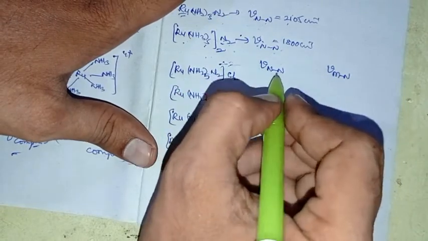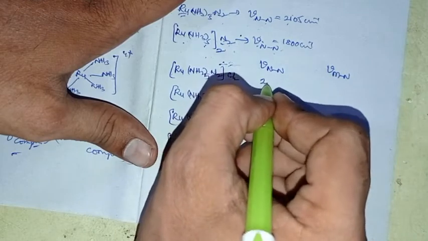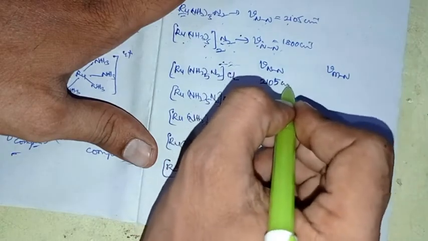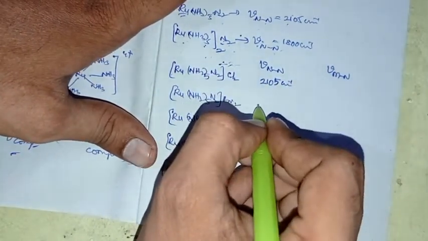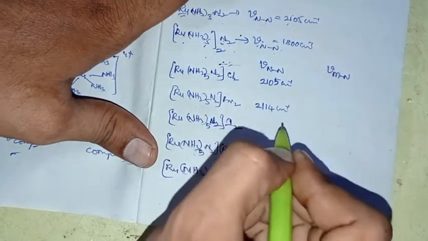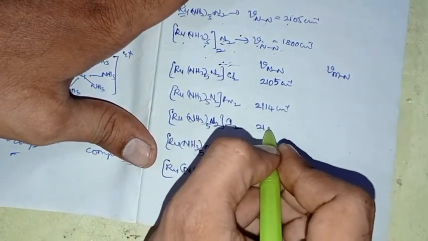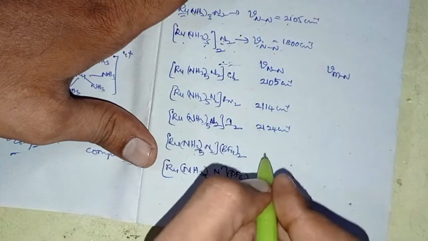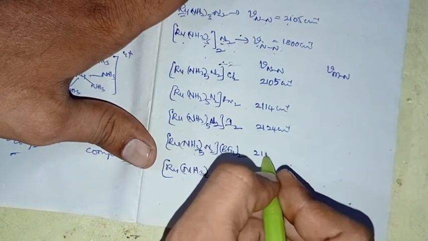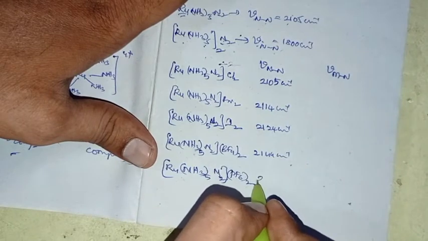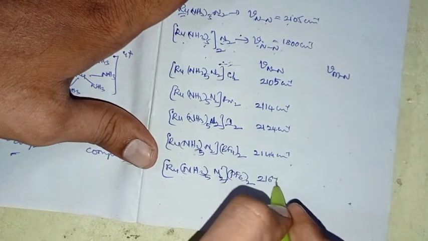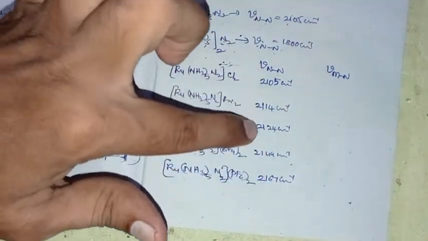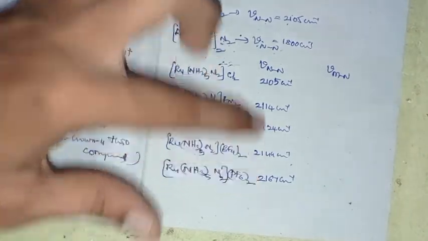The first complex's nitrogen to nitrogen stretching frequency is 2105 per centimeter. In the second complex, 2114 per centimeter. In the third complex, 2124 per centimeter. In the fourth complex, 2144 per centimeter. In the fifth complex, 2167 per centimeter. Gradually from top to bottom, the stretching frequencies go on increasing.